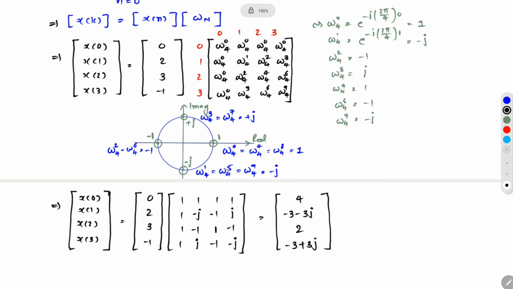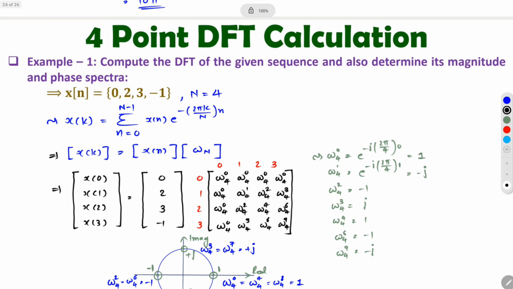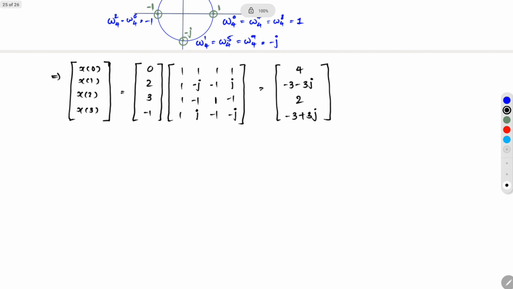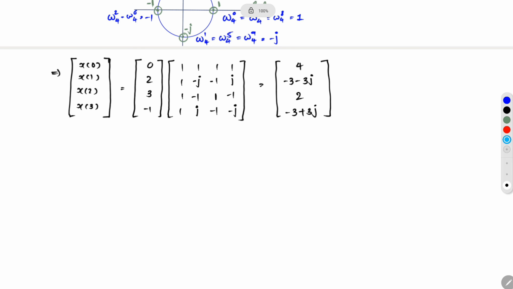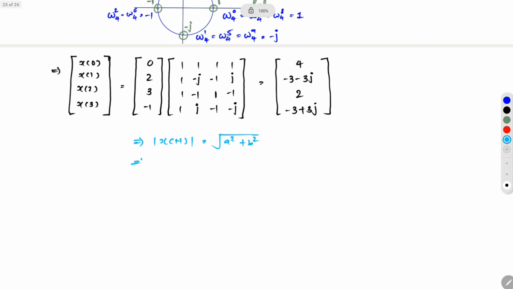Right. Now, if you observe here in question, we need to determine magnitude and phase spectra as well. See, magnitude and phase that we need to understand over here. See, magnitude that one can calculate as per simply square root of real component square plus imaginary component square. And if you want to calculate phase, then that can be calculated by tan inverse of imaginary component B divided by real component A. So using this equation, one can understand magnitude and phase.